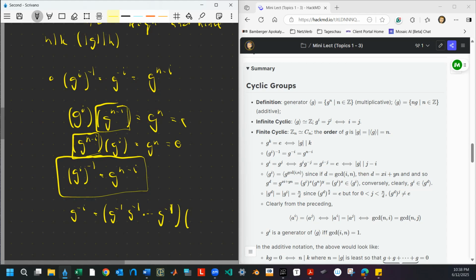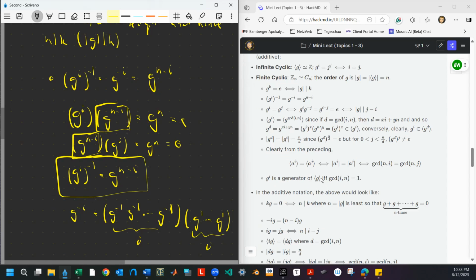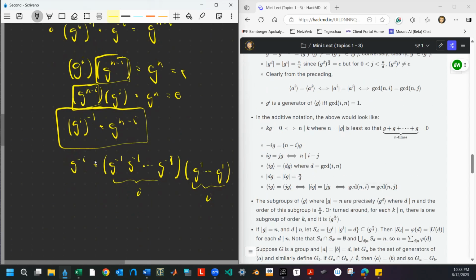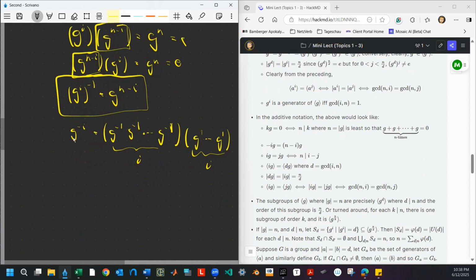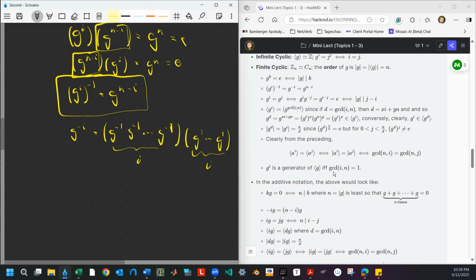Sorry, these are all ones, not i's. I would write g^i as g^1 multiplied i times. There's i of these, and there's i of those. It's clear that we can pair these off, and they'll cancel out, so this will be e. And then we can swap the order and do that in the other direction.